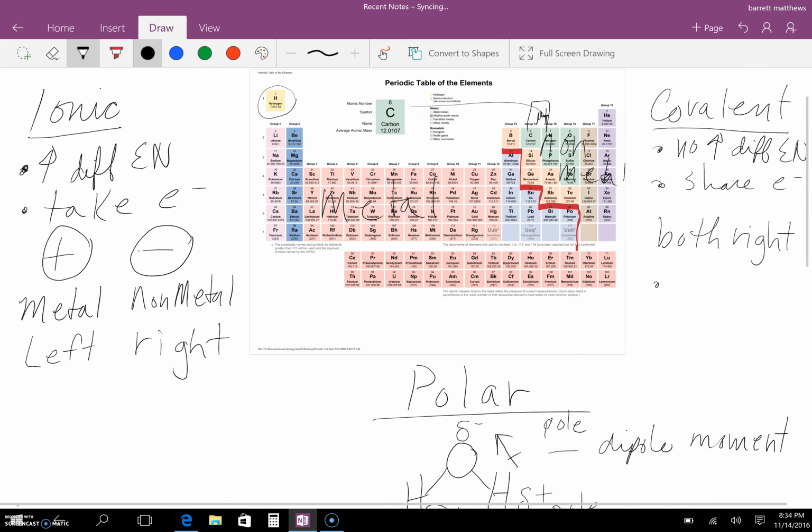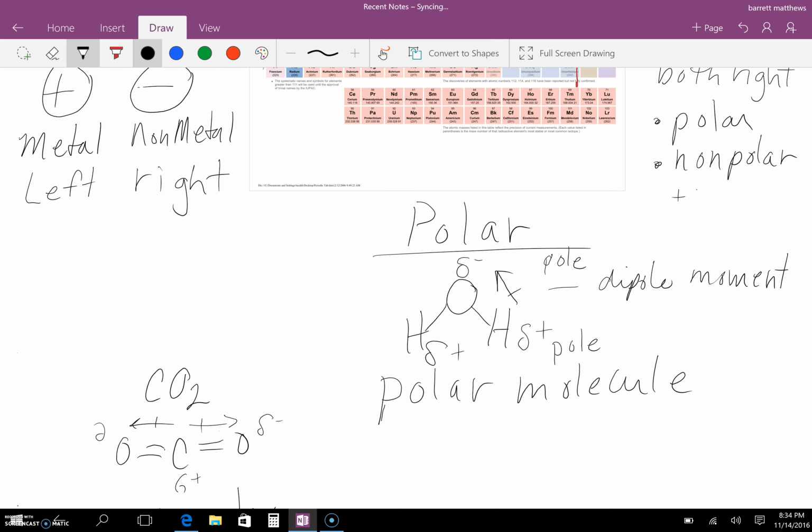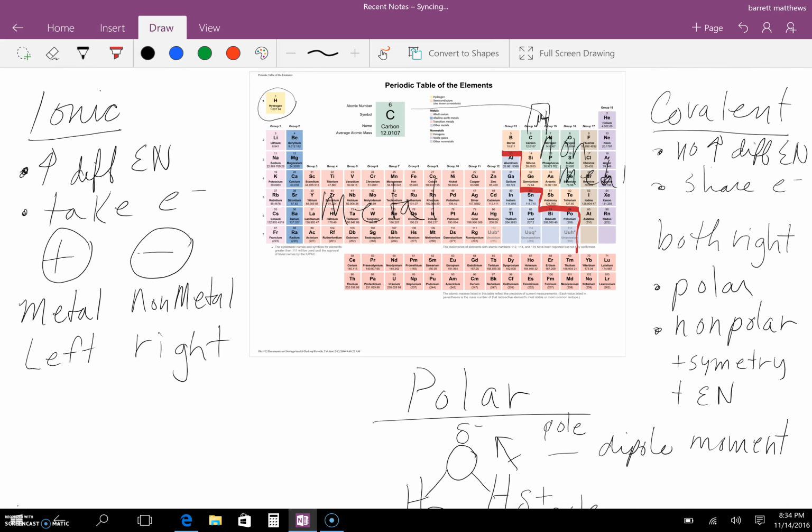So that's basically how we can break down further the covalent bond. A covalent bond can either be polar or non-polar based upon its symmetry and based upon its electronegativity. Okay, so that's the main two types of bonds and the different ways we can look at them.